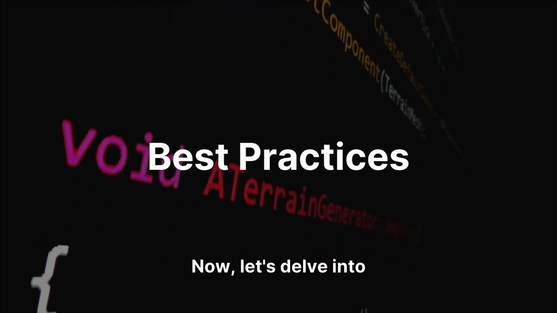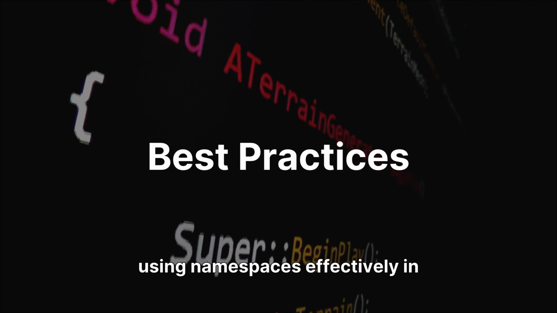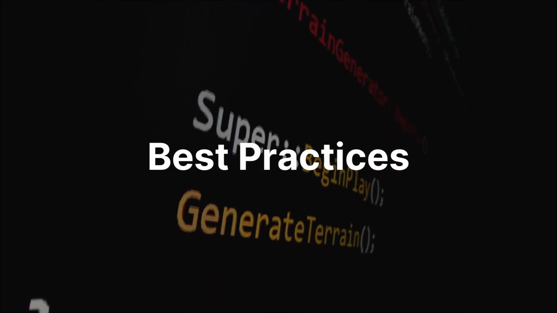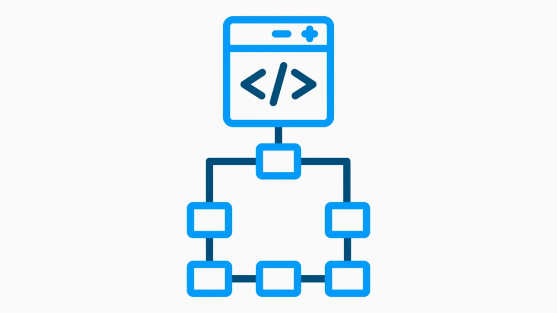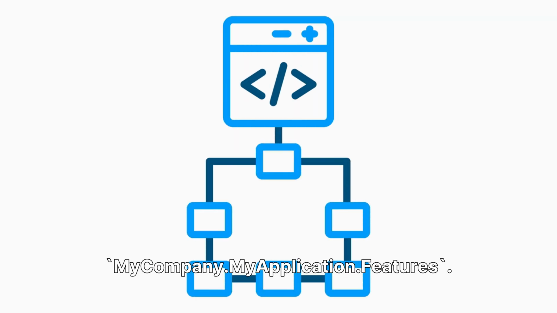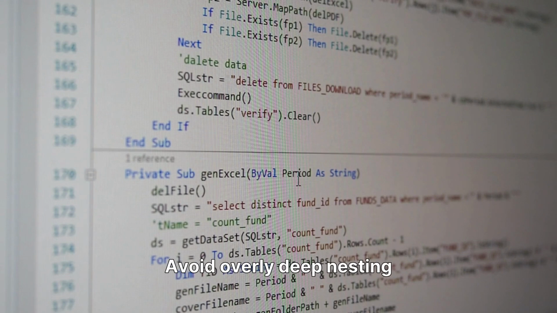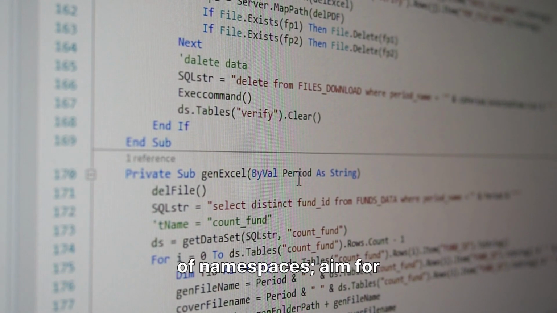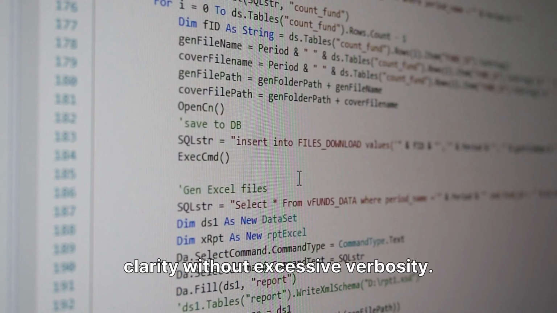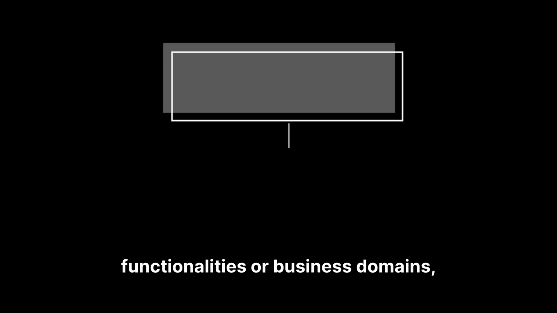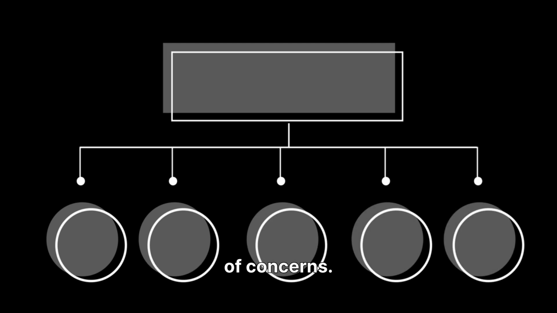Now, let's delve into some best practices for using namespaces effectively in your C# projects. Always use Pascal casing for namespace names, such as MyCompany.MyApplication.Features. Align your namespace structure with your project's folder structure for intuitive navigation and organization. Avoid overly deep nesting of namespaces. Aim for a balance that provides clarity without excessive verbosity. Organize namespaces around related functionalities or business domains, promoting modularity and separation of concerns.